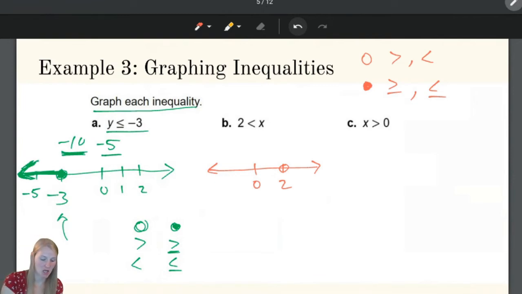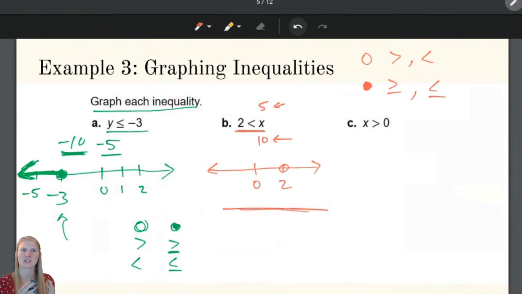2 is less than 10. 2 is less than 5. 2 is less than 813. 2 is less than all of these things. I'm going to point towards these numbers, because these numbers are solutions to this inequality. And that's what the graph of my inequality is supposed to do. It's supposed to show these solutions.